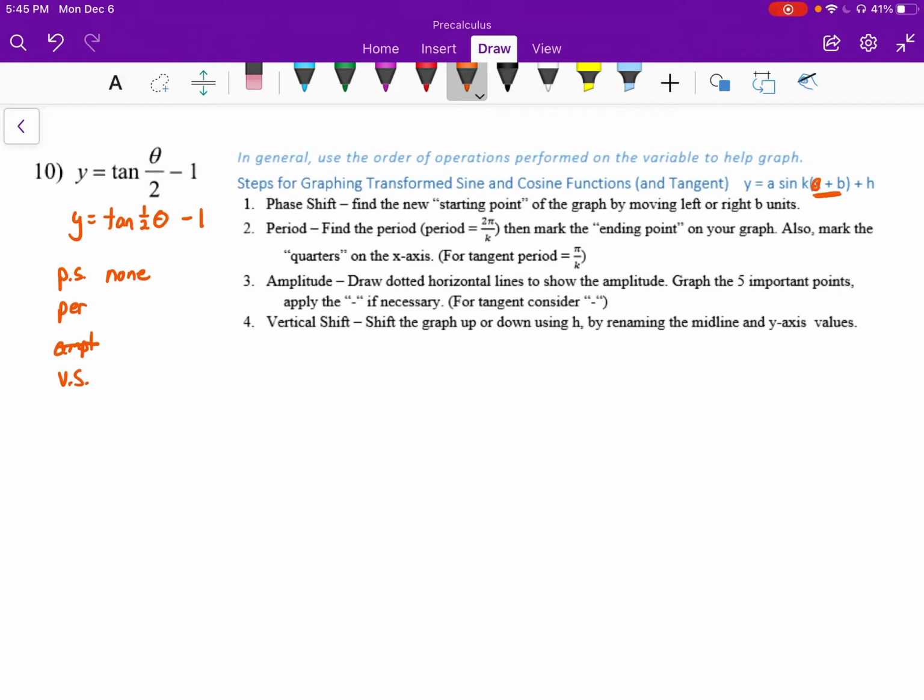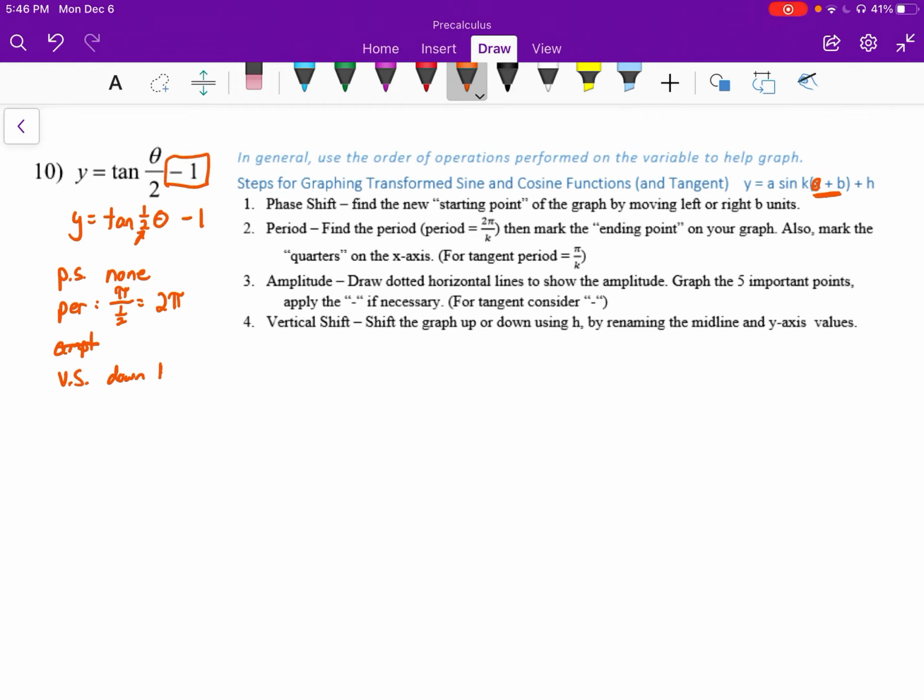Next, we look at period. The normal period for tangent is pi. To find period, we do pi over 1/2, which is this number right here. Dividing by 1/2 is the same as multiplying by 2. Dividing is the same as multiplying by the reciprocal, so the period is 2 pi. And then our vertical shift is going to be down 1, because that's what's added at the end.